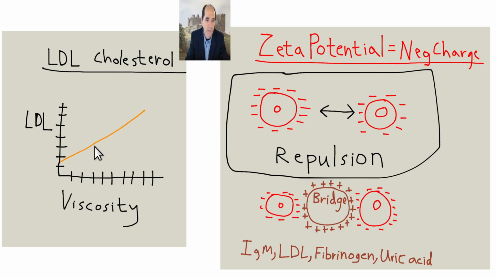Okay, so here's LDL cholesterol, the bridging molecule sticks the red blood cells together, then it increases the blood viscosity. Viscosity just means thickness, okay? There's other bridging molecules besides the LDL cholesterol. Fibrinogen, the clotting protein, will do it. IgM antibodies, we spoke about that.